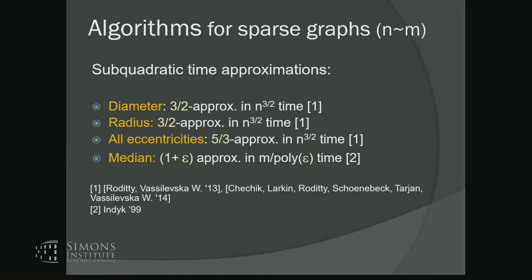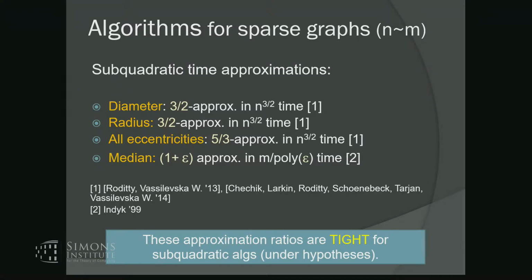And we're asking the question of, are these things tight? And it turns out, yes, they are. So we can show that these particular approximation factors are tight under certain hypotheses. What I mean by that is, if I want to get anything better than a 3/2 approximation for diameter, then suddenly I need n squared time. That's what it means for these factors to be tight. And the running time too. Yes, you can also show that for these particular algorithms, if you want to get anything better than this running time, then the approximation factor is going to go up.